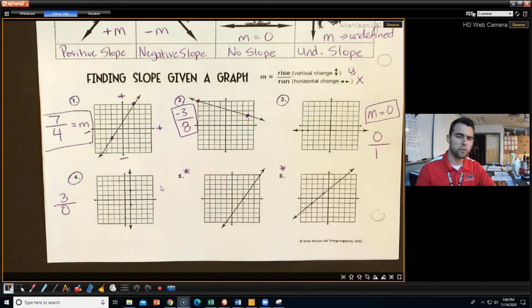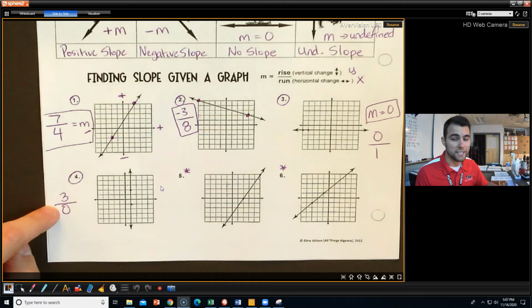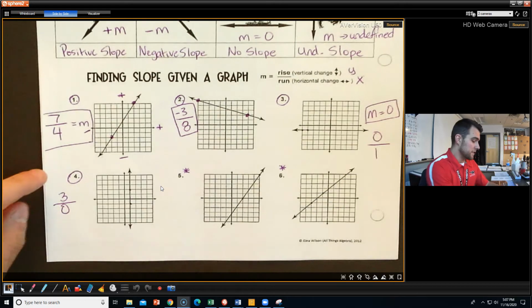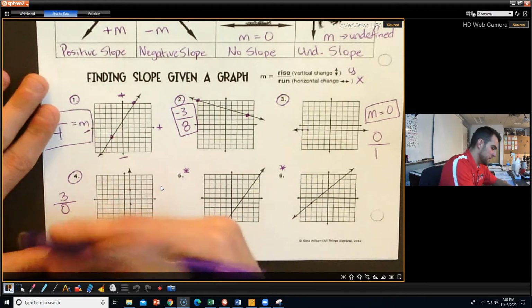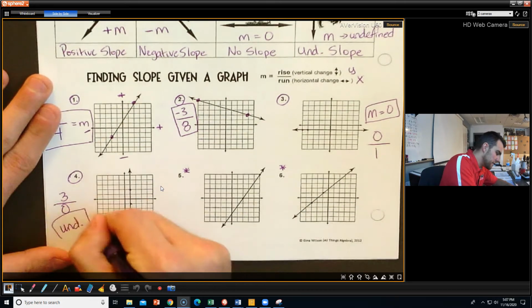What is 3 divided by 0? I want you to talk to a partner and actually put that in your calculator and tell me what you get. And go. All right, we're back. This is not a thing. We cannot do 3 divided by 0. That is not a number. It's not 0 either. It's just undefined. We don't know what that is. So we could put UND, undefined.